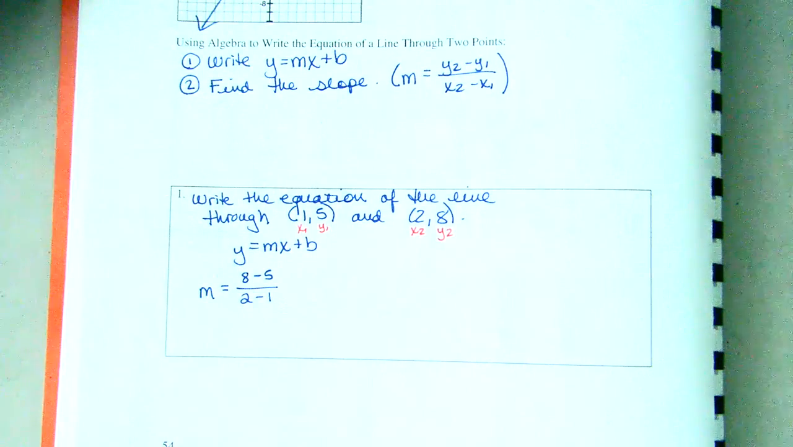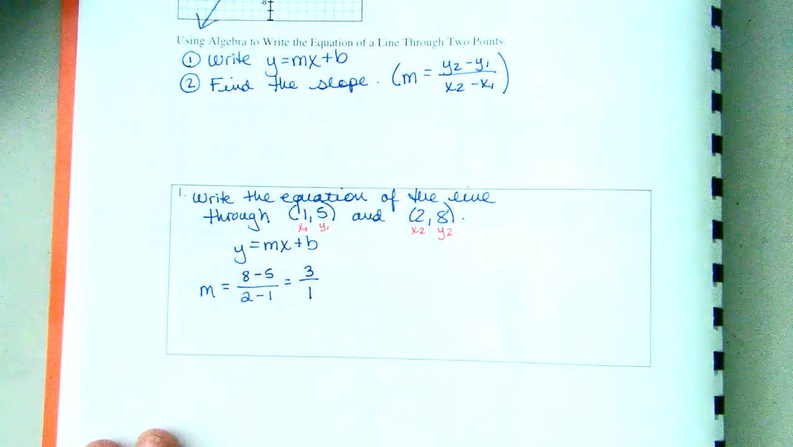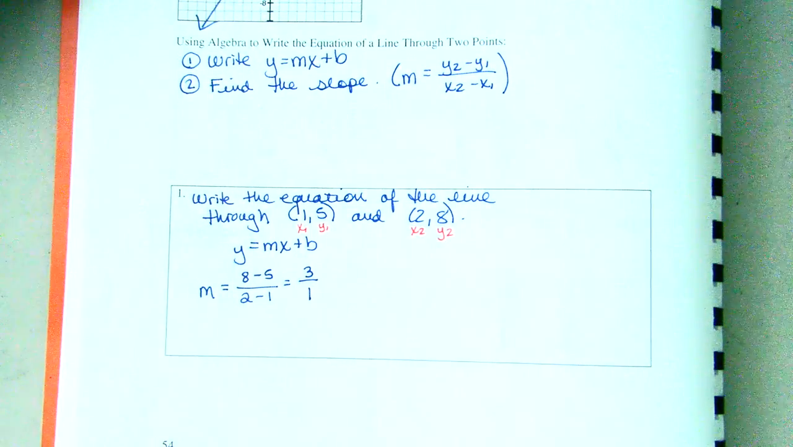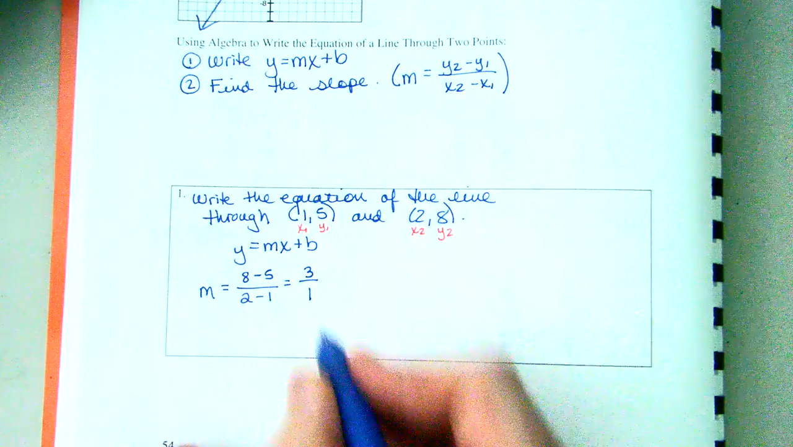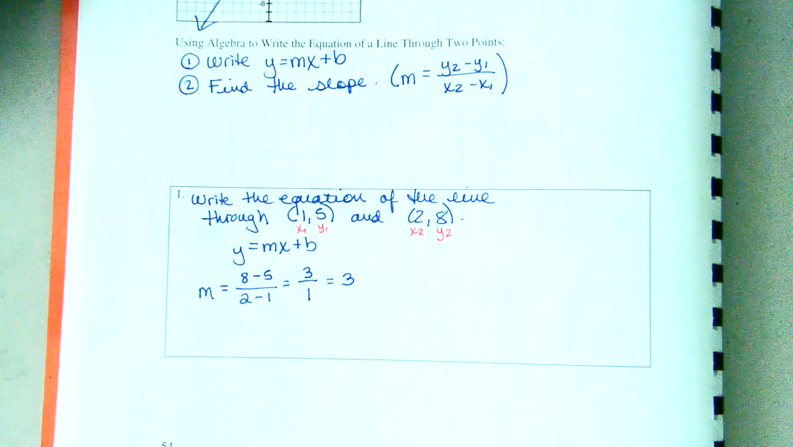What was that? 3 2s? Nope. I think 3 on the top, 1 on the bottom, and let's not say that. What do I really want you to say instead? 3. Simplify. Let's just call it 3. We've got our slope. Our slope is 3.